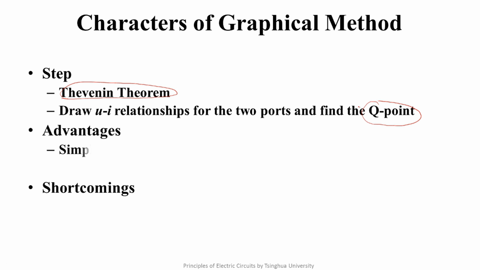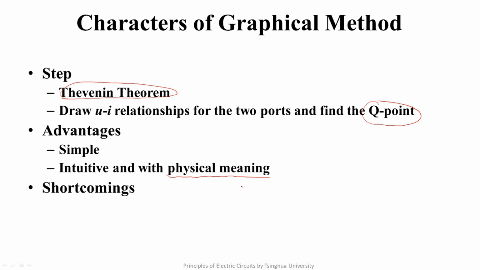This approach has its advantages. First, it's very simple. Secondly, it's intuitive. And this intersection has the obvious physical meaning. About the physical meaning, we will continue to discuss later.